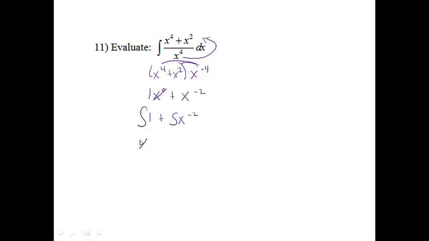The integral of 1 is x. And then the integral of x to the negative 2, I'll increase my power by 1, so it'll be x to the negative 1, and then the reciprocal goes out front. So rewriting this, this would be x minus 1 over x plus c.